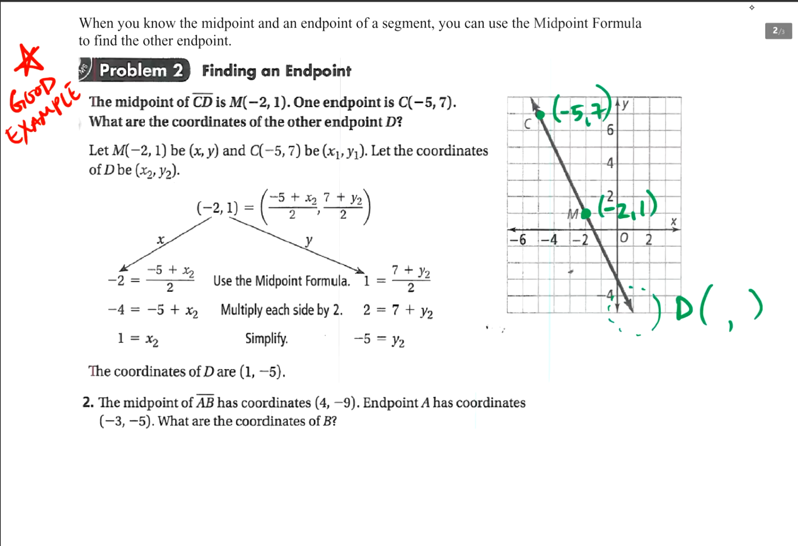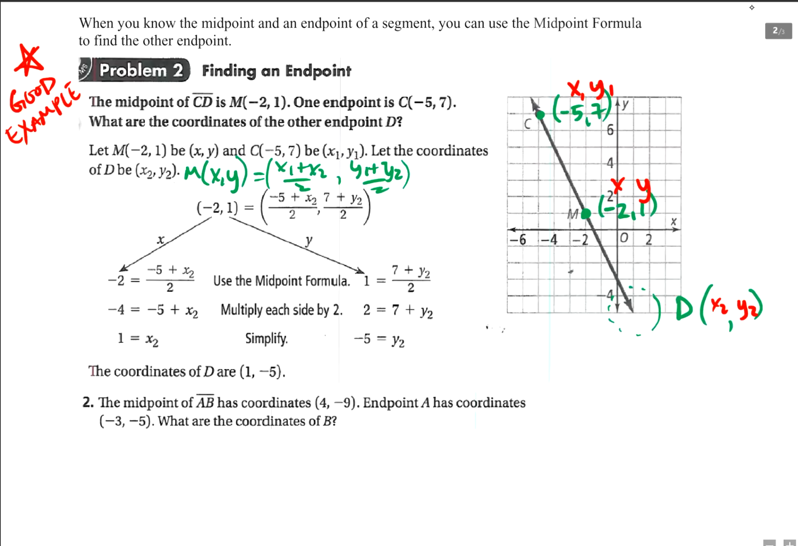Math is math. So I'm going to label x1, y1, and x2, y2. Right? My endpoints are x1, y1, x2, y2. And my midpoint is just my x, y. Right? My formula says that the midpoint, x, y, is equal to x1 plus x2 over 2, y1 plus y2 over 2. So I just substitute in.